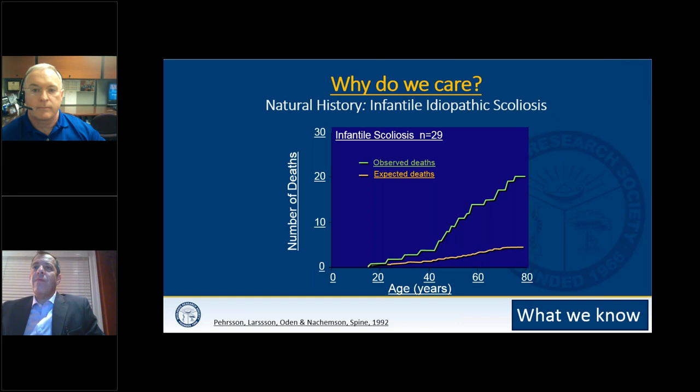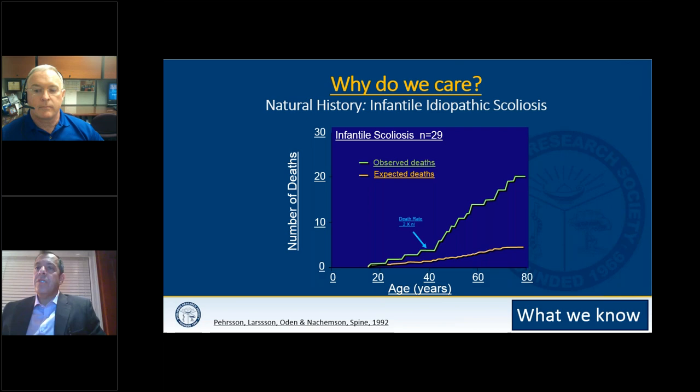Why do we care about early onset scoliosis? I think many people on the call recognize that this is a potentially fatal disease. A number of studies have shown accelerated mortality, early death for children with infantile idiopathic and early onset scoliosis, which is much different than adolescent idiopathic scoliosis.